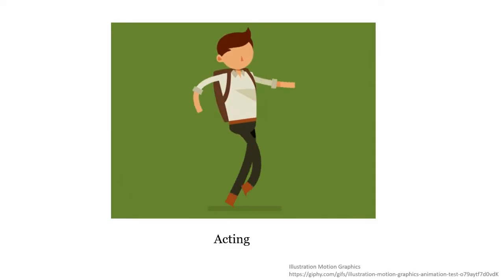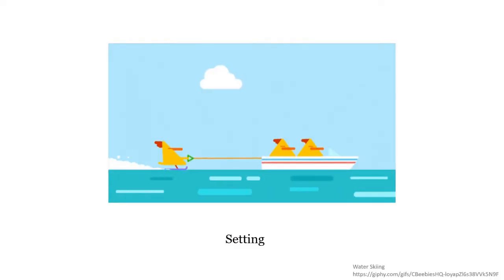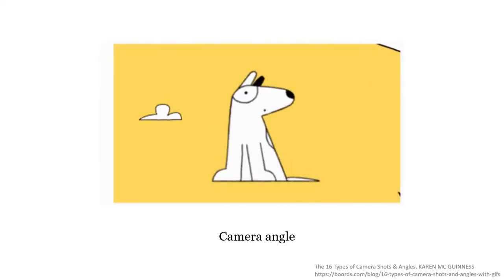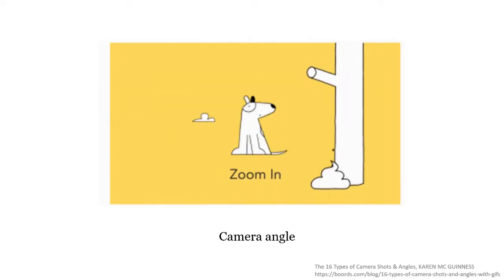Then let's talk about the next animation principle, staging. This principle refers to the way we present a frame or an idea so it is completely and unmistakably understood by the audience. It is a very broad principle that we can apply through acting, setting, timing, and camera angle.